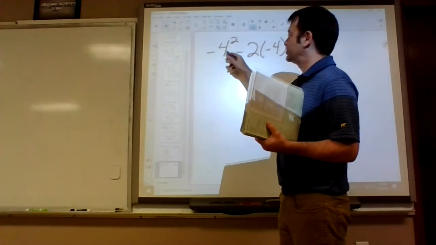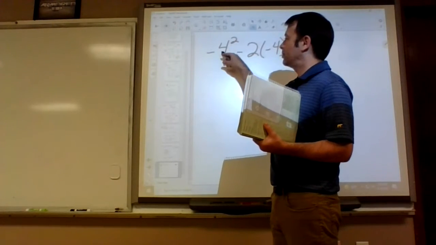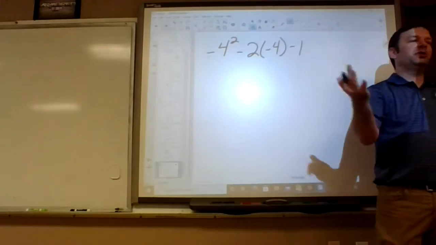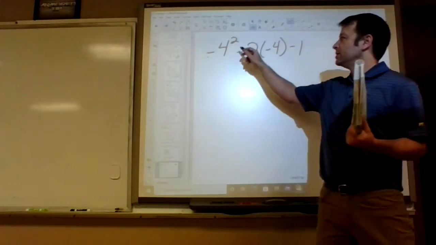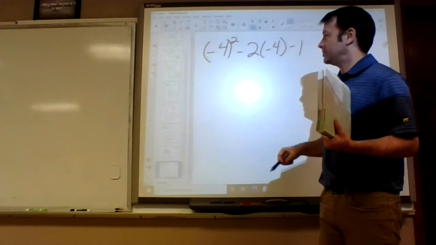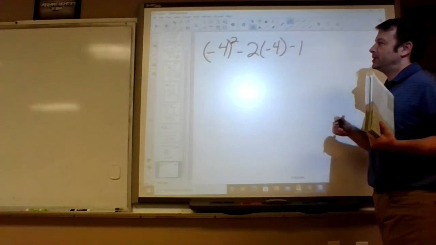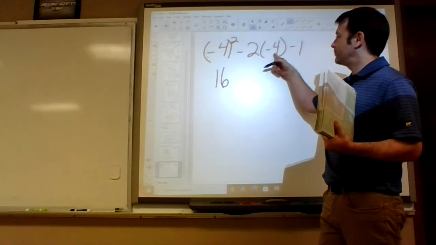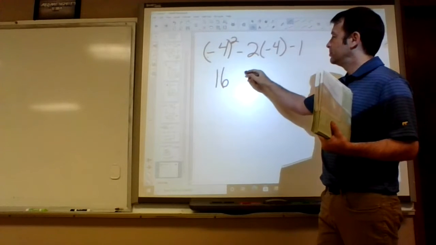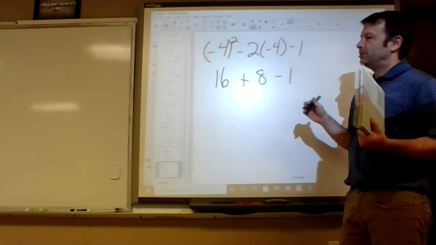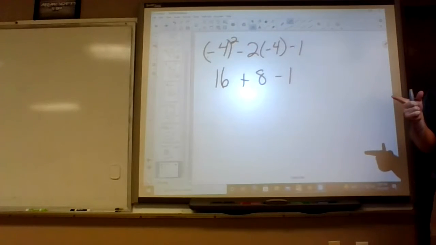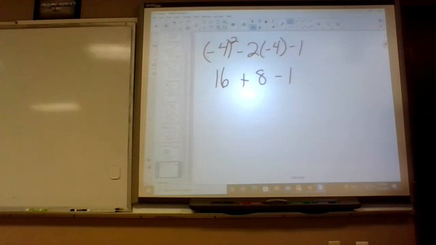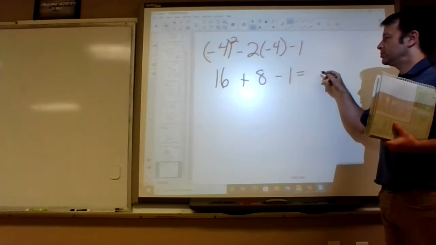So the problem is if you plug this in, it's going to square the 4 and then add the negative. But we're supposed to square all of w, which is all of -4. So really it should be positive 16, not negative. -4 squared is 16. -2 times -4 is positive 8. Notice I'm doing my exponents and multiplication first, like order of operations. Then I add 16 plus 8, which is 24, minus 1.